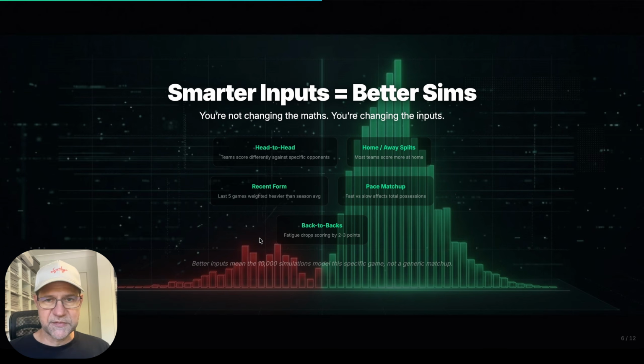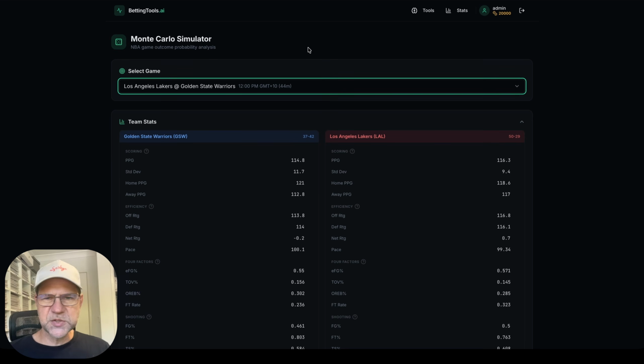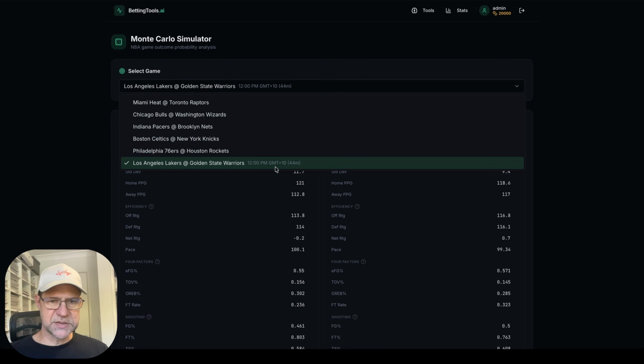So to demonstrate this, I've actually created a free Monte Carlo simulation using real statistics over at bettingtools.ai. So let's go over and have a look. So once you're over here, you can actually see today's games in this drop down.